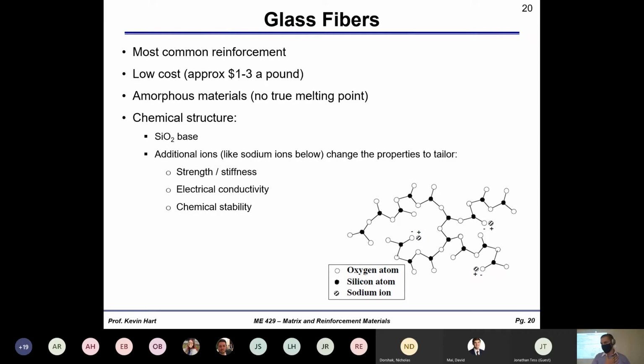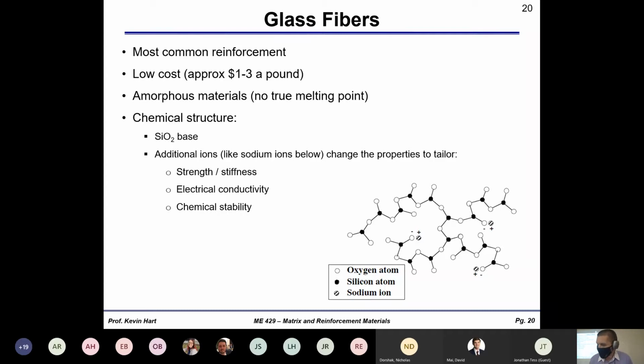It's amorphous, meaning it has sort of no crystalline structure inside of it, and it kind of ebbs and flows between its melt and its solid state. All right, so an amorphous material doesn't really have a true melting point. It's just a very, very viscous liquid, very viscous.